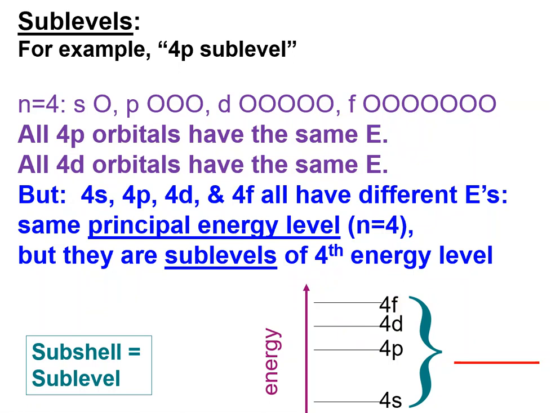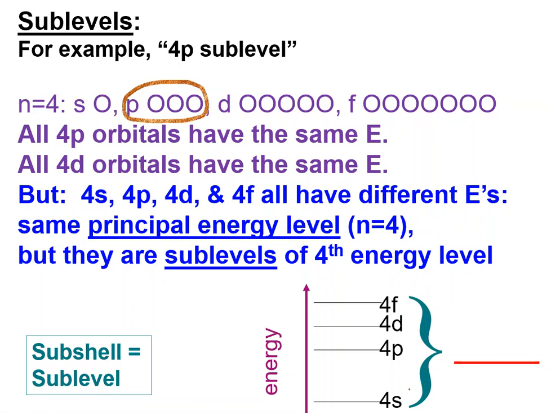Well, when we talk about those groups of orbitals, like the 4p orbitals, we could call that a sublevel. The 4p sublevel has 3 orbitals in it, so this is a sublevel. And the fourth energy level, n equals 4, has 4 different sublevels: the 4s, the 4p, the 4d, and the 4f. Just getting used to the language here. The thing is, those sublevels are different energies.